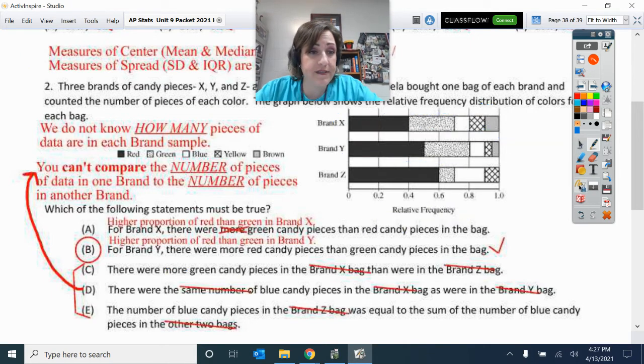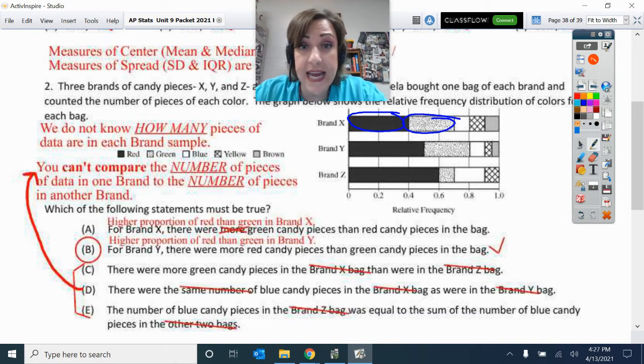All right, so that leaves us with A and B. A is easy to rule out because it says a higher proportion, more green than red in brand X. You can compare within just one brand. So I can compare the red and the green in brand X, and I can compare as B does in brand Y.